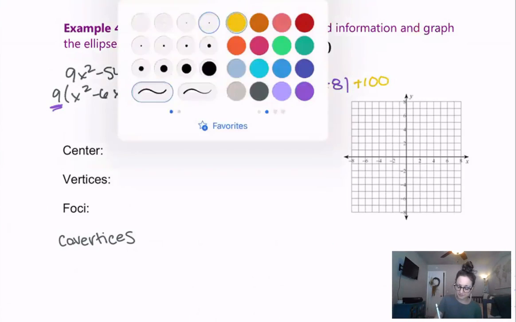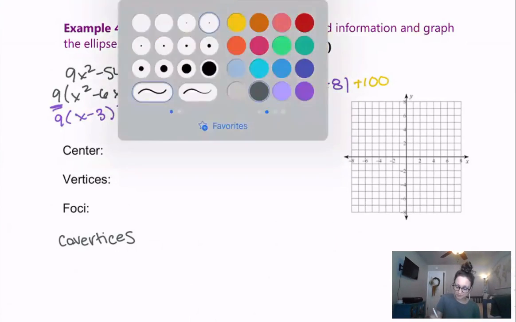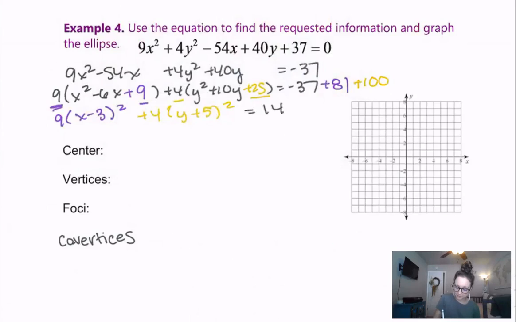All right, let's go ahead and factor. We've got 9. This will be x minus 3 quantity squared. And then if we do the same for the y's, I have that 4 in front still. And this will be y plus 5 quantity squared equals 144. Okay, now I have one more step.